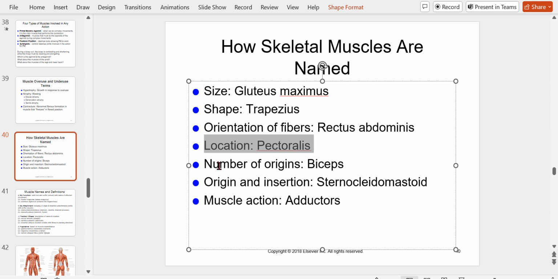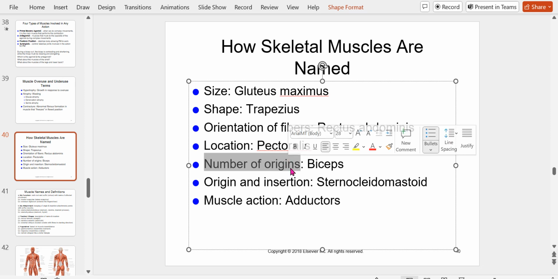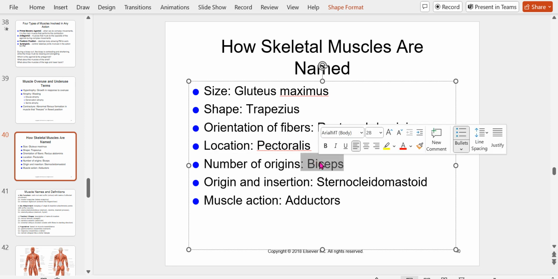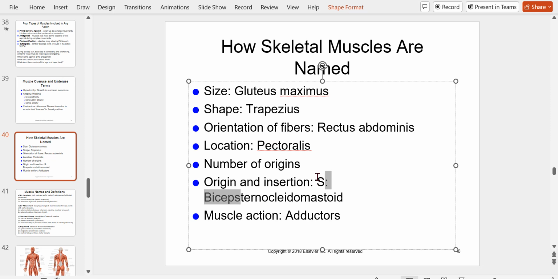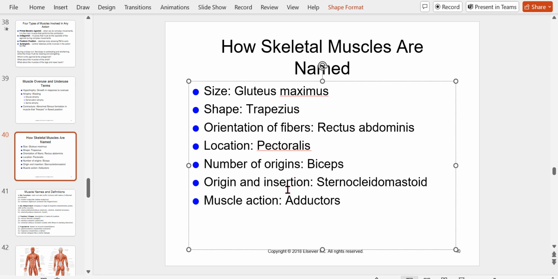It'll make a little bit more sense in a second. Number of origins. What's an origin? The immovable side. Bicep. How many origins? 2. Tricep. How many origins? 3. Yeah, origin and insertion here. Okay, try reading that one there. Sternocleidomastoid. Okay, muscle actions. Now that's by the sternum. I'll show you that in a second.